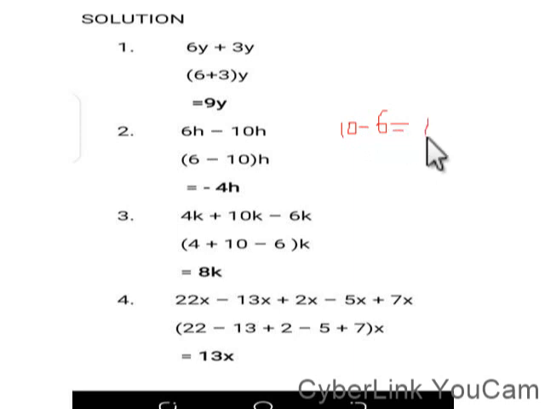The answer will be positive 4. Why? Because a big number minus a smaller number will always give you a positive answer. Alright, so for the question we have here, we have a smaller number subtracting a bigger number. Therefore, you are going to have a negative answer.